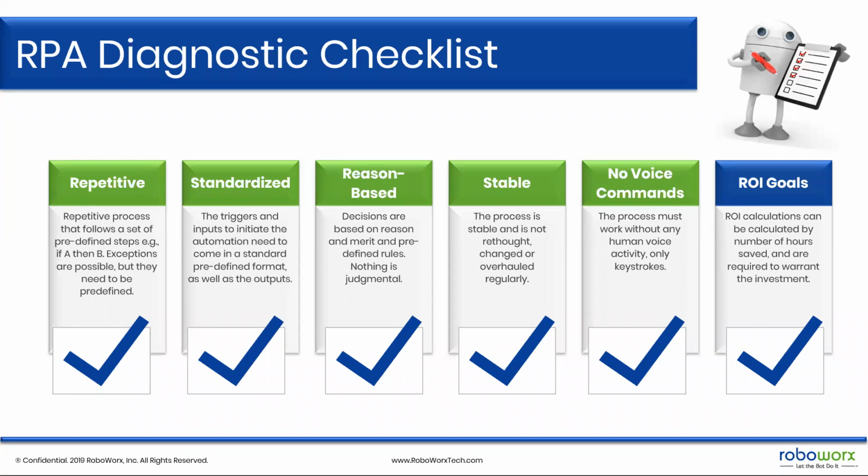And then the last one is just a reminder that the robot does not respond to voice commands. So it's all about keystrokes. The whole process is based around mimicking buttons that you're pressing on a computer. And then the last part of the RPA Diagnostic Checklist relates to your return on investment goals, right?